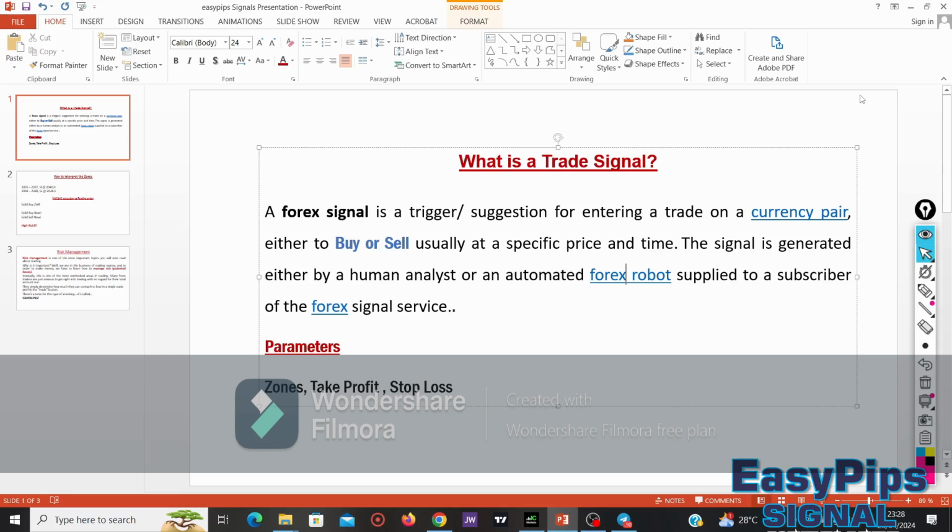And these signals are generated either by a human analyst or an automated Forex bot, and they're supplied to the subscribers of the Forex signal service. So that is, in short, the brief explanation of what a Forex signal or a trade signal is. But now, if I am to draw more points from this definition, two things stand out.